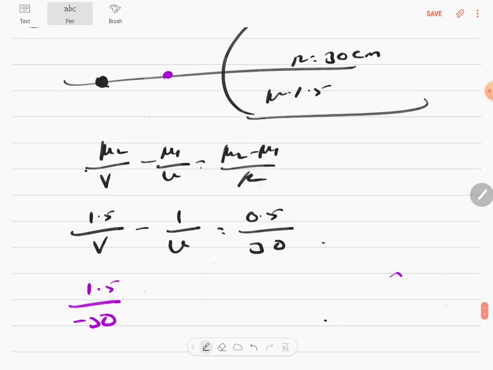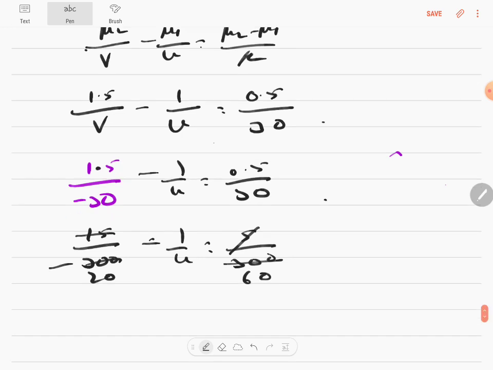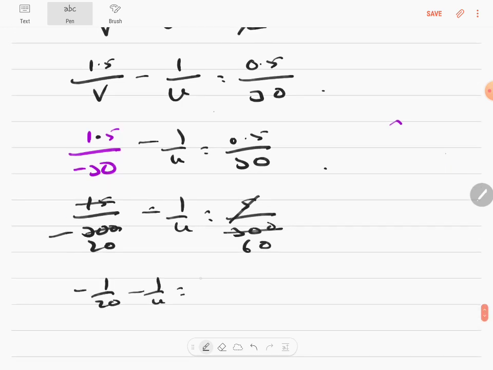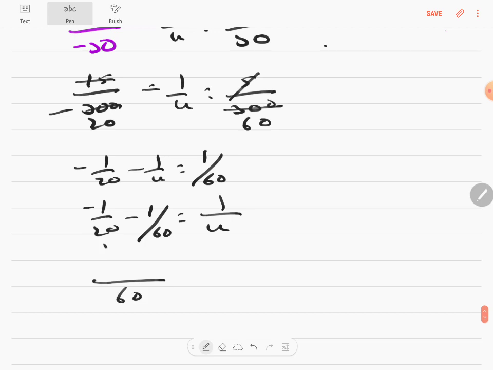Do you agree with me? 1.5 by minus 30, minus 1 by u is equal to 0.5 by 30. When you do the calculation, you will get u, and that should be the right answer. This will be 15 by 300 with a negative sign, minus 1 by u is equal to 5 by 300, which is 1 by 60. Minus 1 by 20, minus 1 by u is equal to 1 by 60. So 1 by u is equal to minus 1 by 20 minus 1 by 60. Take LCM 60: minus 3 minus 1, minus 4 by 60 is 1 by u, so u is equal to minus 15 centimeter.